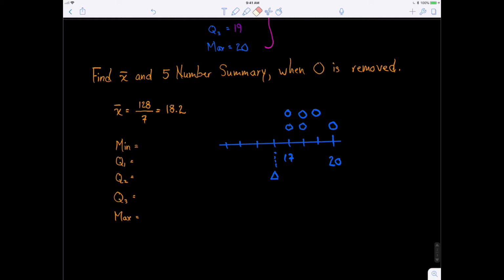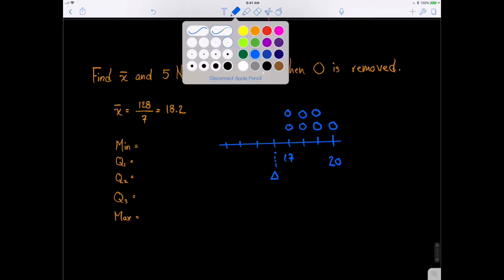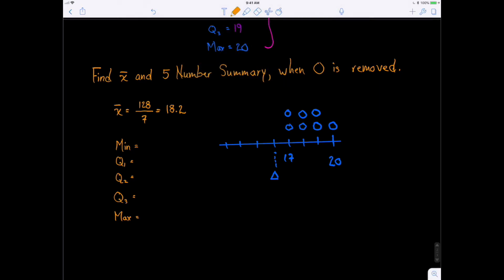Now, let's take a look at what we've got. Here's what we have. There we go. Now I feel better. Let's go back to our orange. Notice now we know the maximum is still 20. That one's easy to see.